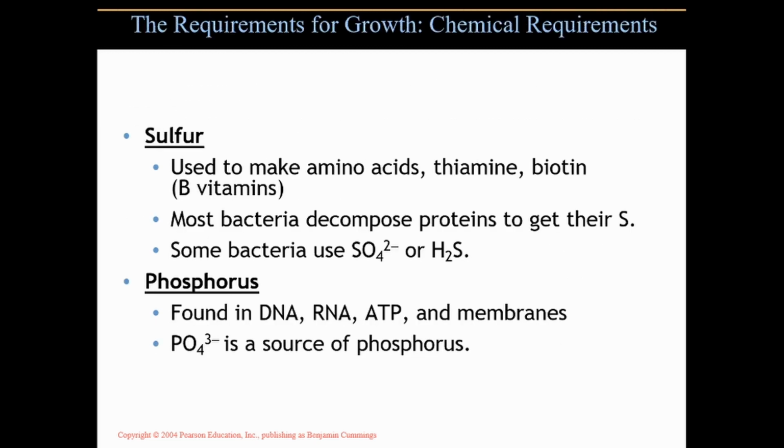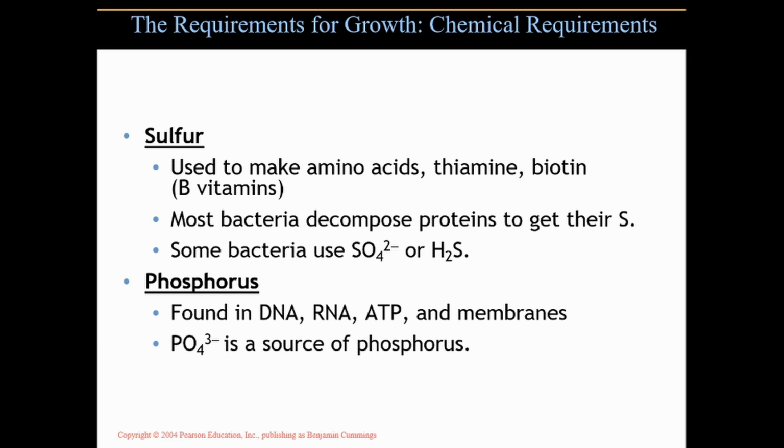Sulfur is used to make amino acids, thiamine, biotin. These are the B vitamins. So sulfur is necessary to make those categories of compounds. Most bacteria decompose proteins to get their sulfur. So proteins are held together by sulfur bridges, sulfur-containing compounds that bridge the proteins together and enable them to have these complex shapes and hold them together. Well, when they break down the proteins, they can obtain the sulfur. Some of them will use sulfate or hydrogen sulfide in order to get their sulfur as well.